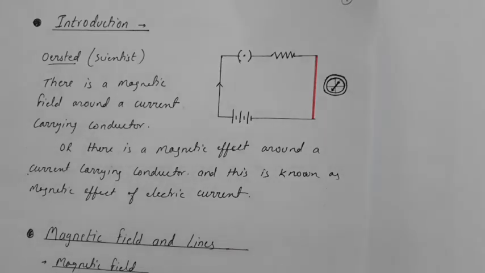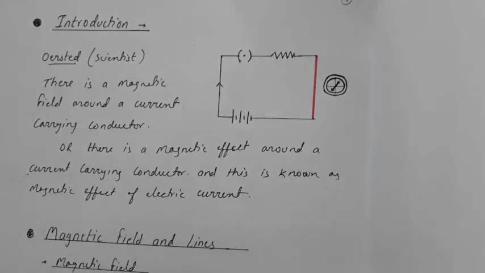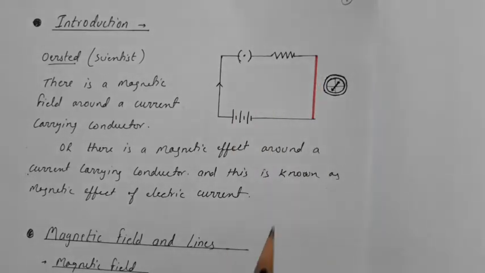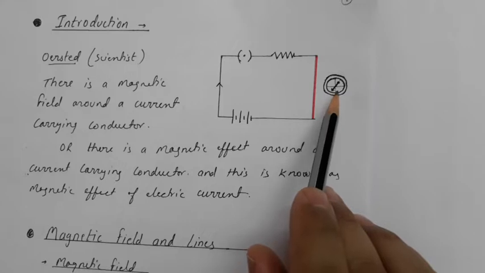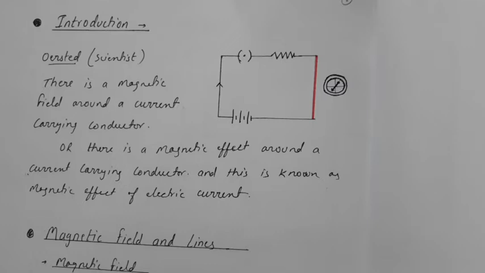So this is the basic concept of the chapter, that whenever we bring a magnetic compass close to a current carrying conductor, and the current carrying conductor produces a magnetic field, this is what is known as the magnetic effect of electric current. Once again, the magnetic effect of electric current is, whenever a current is flowing through any conductor, it produces a magnetic field around it. So if we bring any other magnetic substance close to it, then this compass will start showing us a deflection, which proves that there is a magnetic field around a current carrying conductor. So this is the basic concept of the chapter.